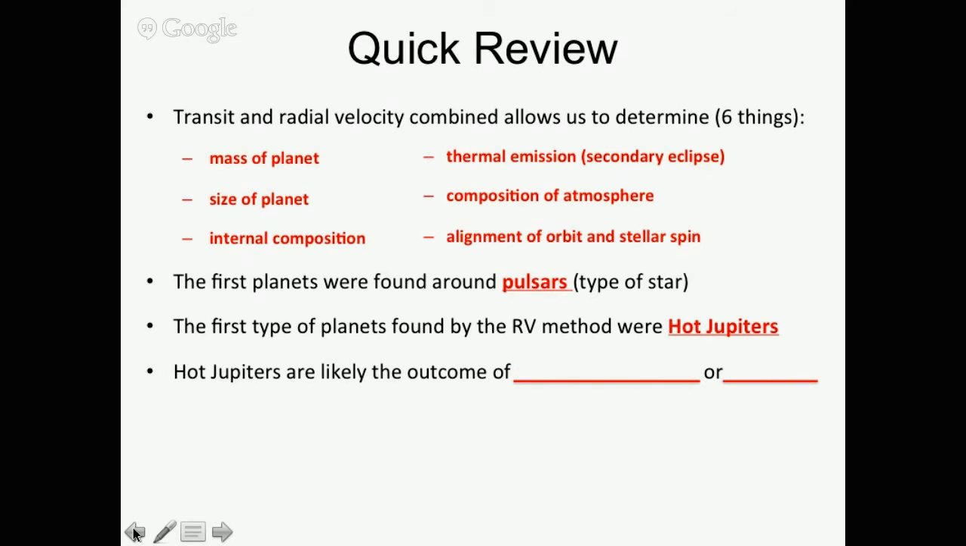Okay, hot Jupiters are the outcome of what two possible processes? How did those hot Jupiters get there? We don't have them in our solar system. Migration. Good. What does migration mean? It starts from the outer parts and then moves towards the inner part of the solar system. Yep, exactly. Do you remember how that might occur? What's actually causing that migration?